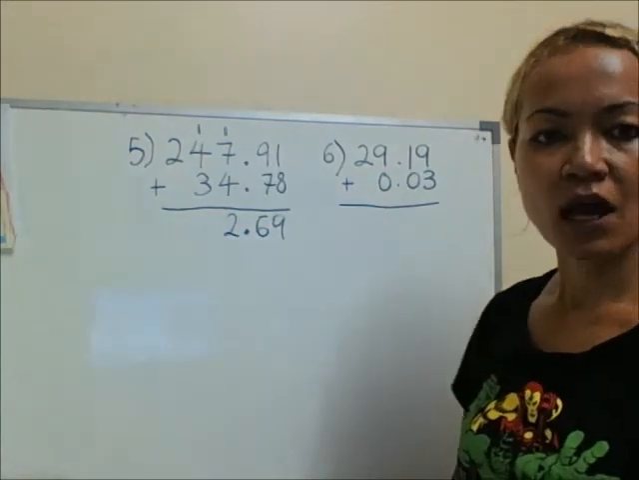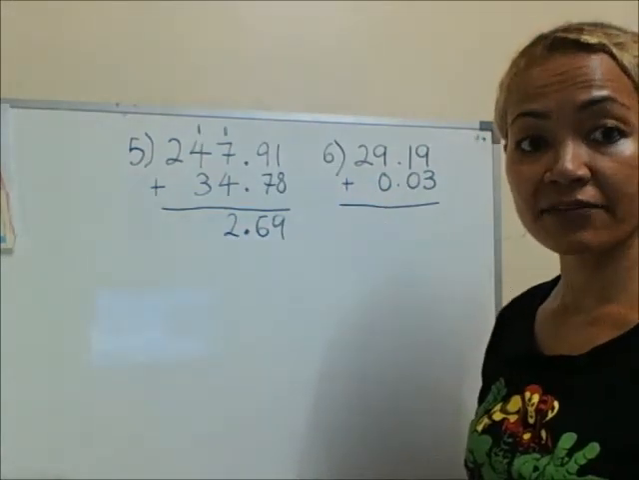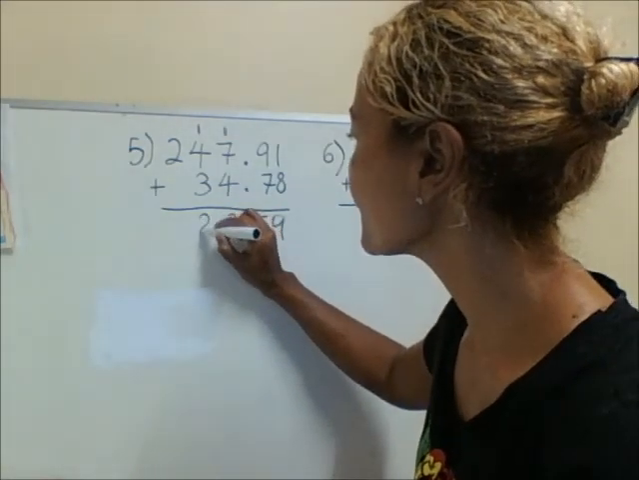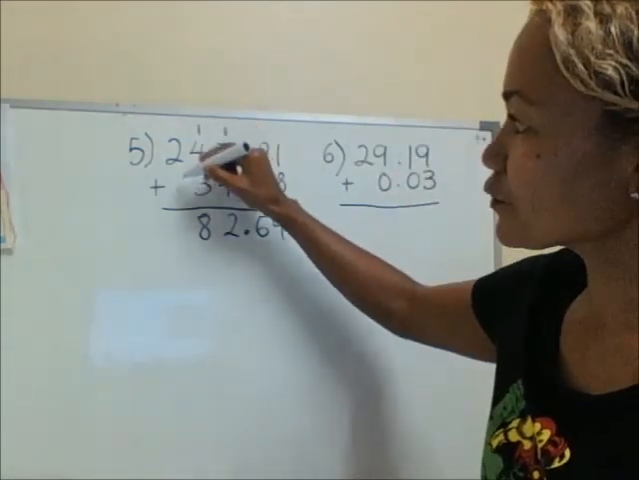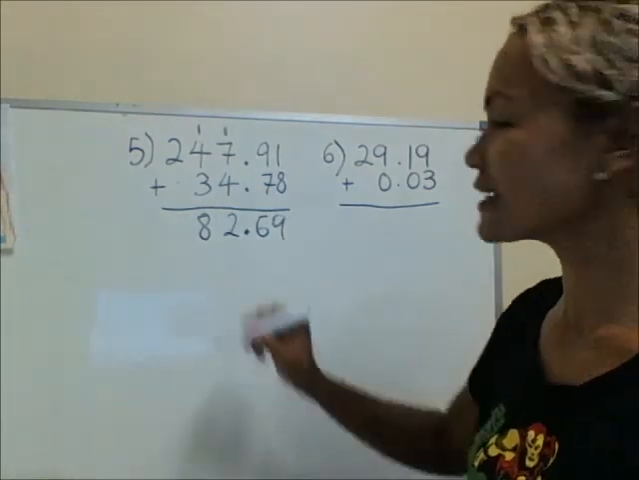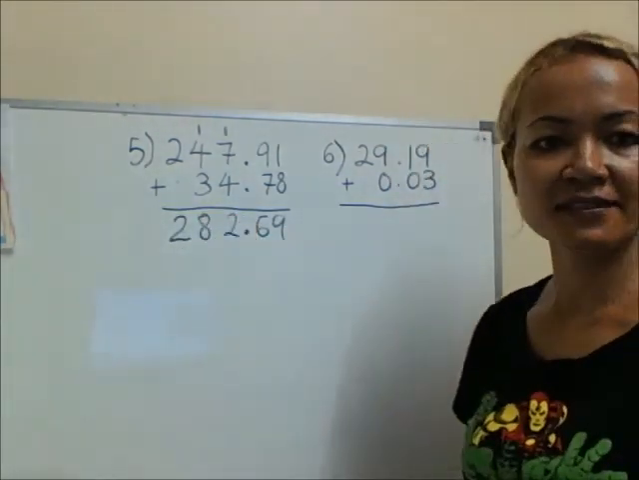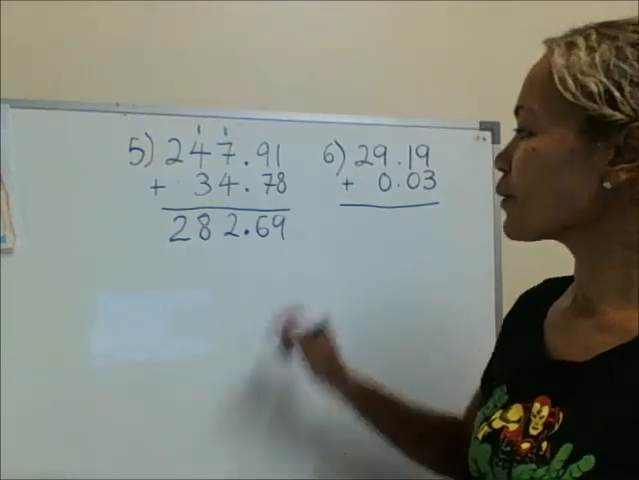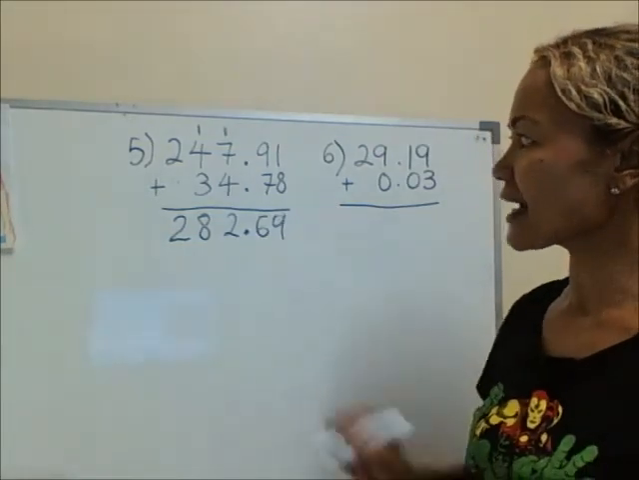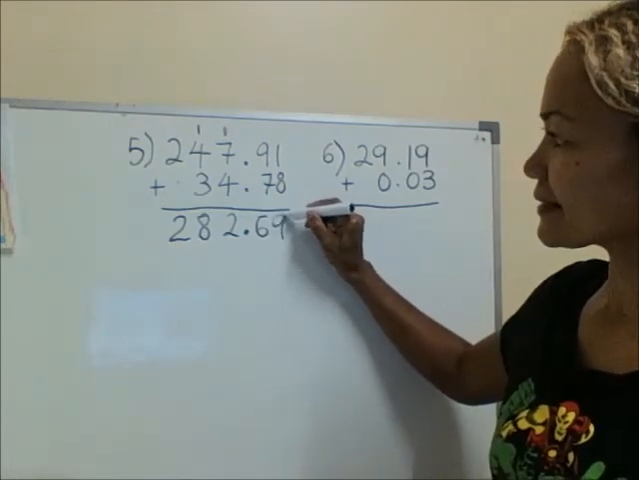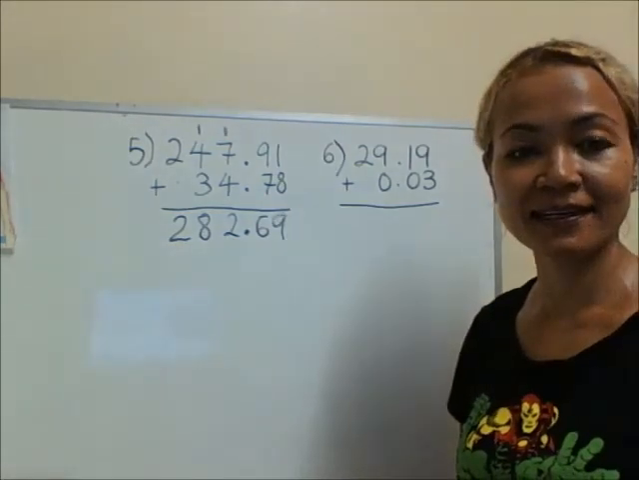Carry 1. 4 and 3 is 7. But you add the 1, that gives you 8. And 2 plus, there's a 0 here. 2 plus 0 is still 2. So your answer is 282.69. Mark is beginning to slide a bit there.